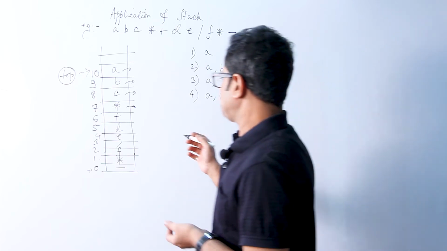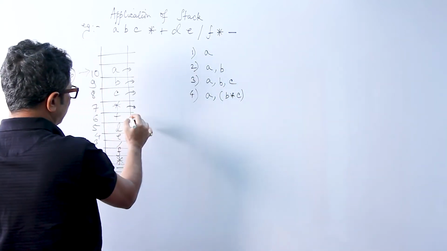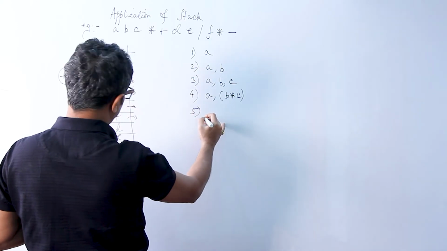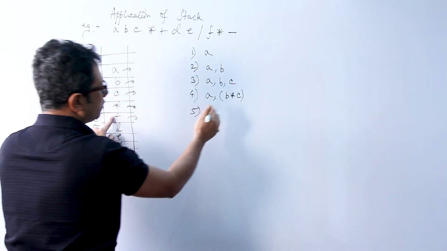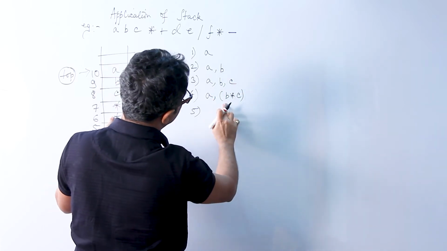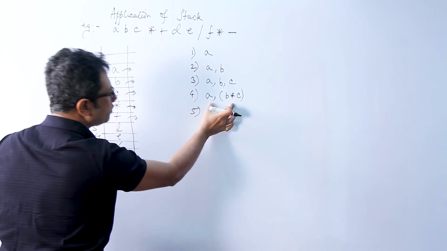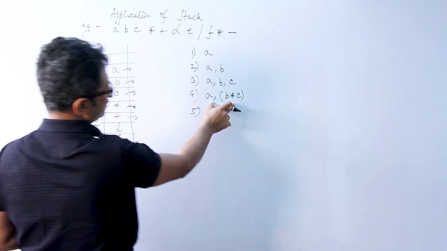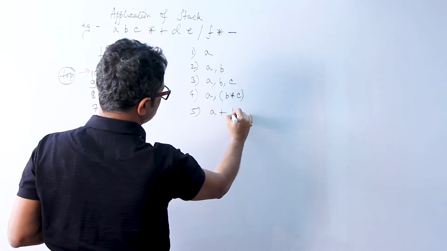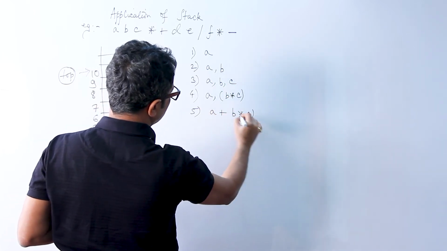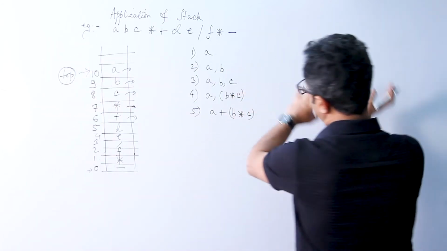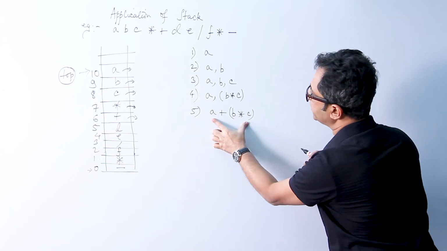So this is an example of application of stack. After that, we will see that we are encountering another operator, that is plus. So this 5th step will involve the operation between these 2 top elements. We will pop these 2 top elements from the stack and perform the plus operation, that is the addition operation, between these 2 operands. So that will give us A plus B star C, and this A plus B star C becomes the result, which is to be pushed again onto the stack, and the stack now contains only 1 element.